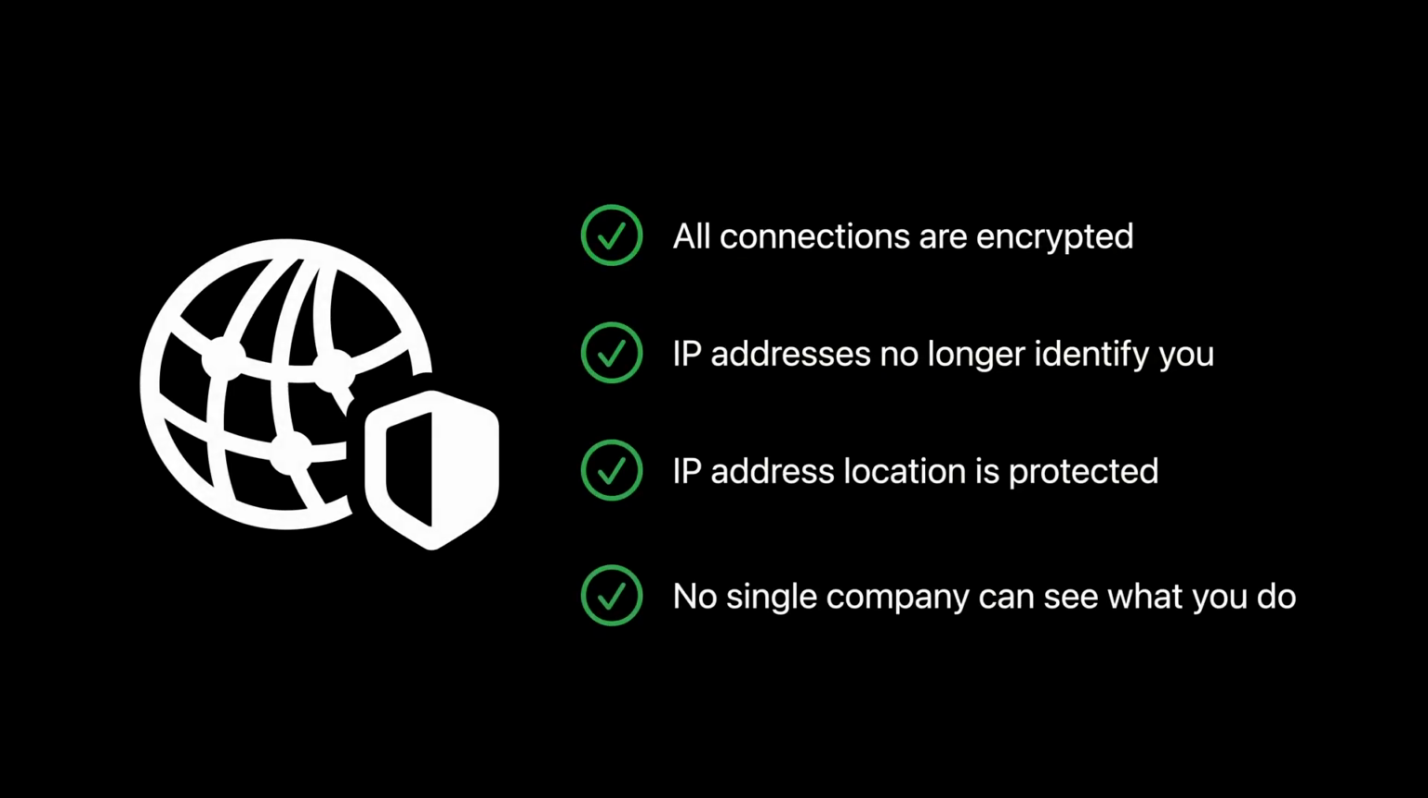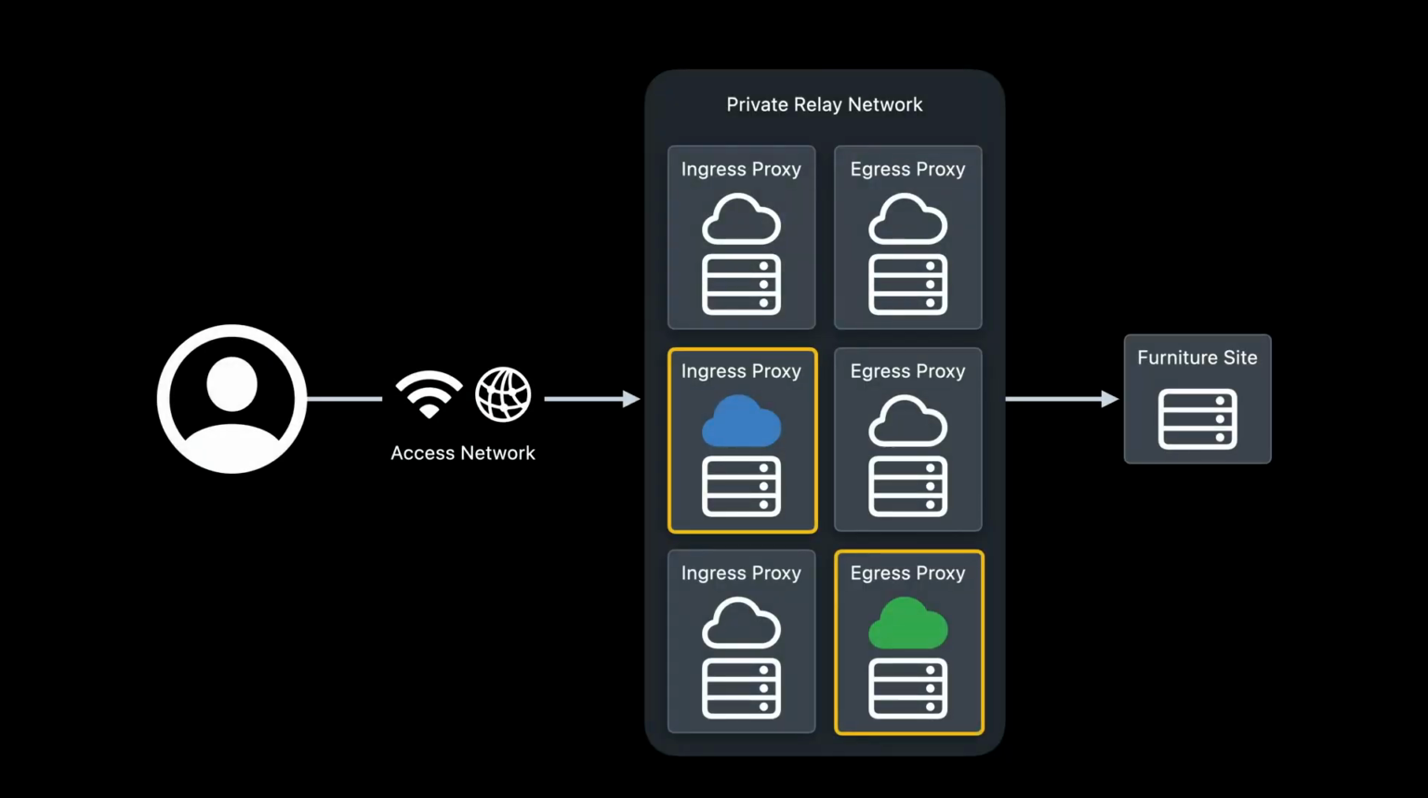In iOS 15 and macOS Monterey, we are introducing iCloud Private Relay, a new internet privacy service. Included in iCloud Plus, Private Relay makes sure every internet connection you make is encrypted, and your IP address no longer identifies you or gives away your location to websites in Safari. And the best part, with Private Relay's unique design, no one, including Apple, can see both who you are and which websites you visit. Let's briefly explore how Private Relay works when I shop for my new home.